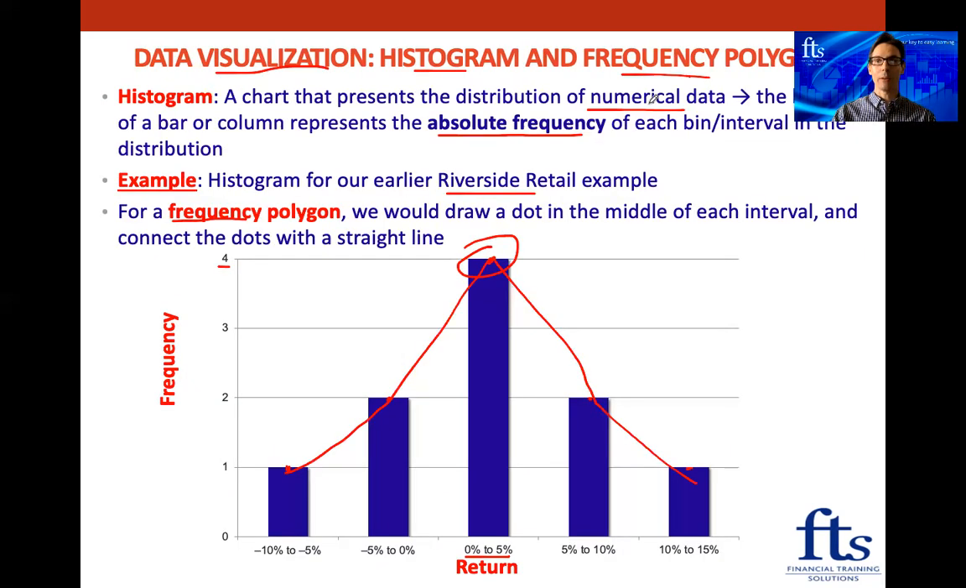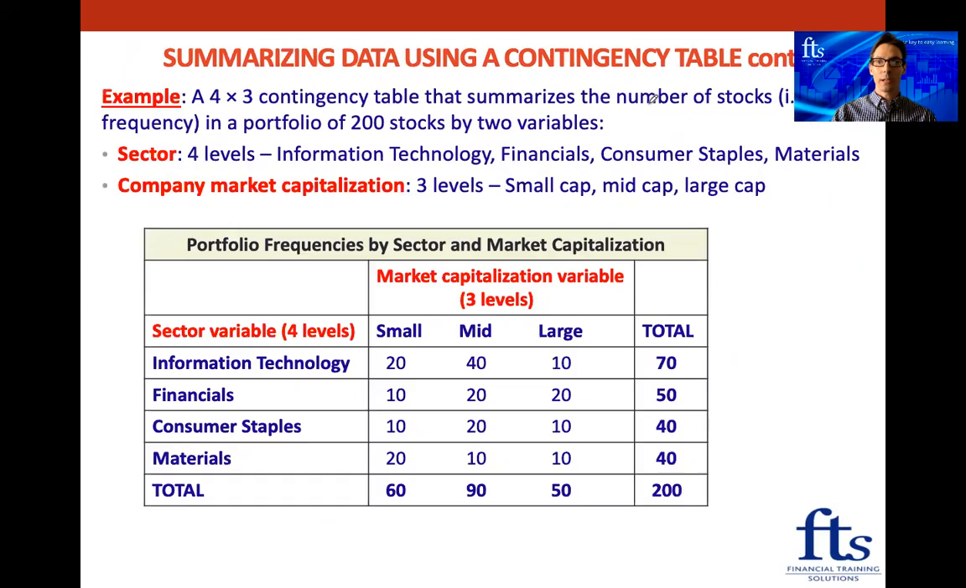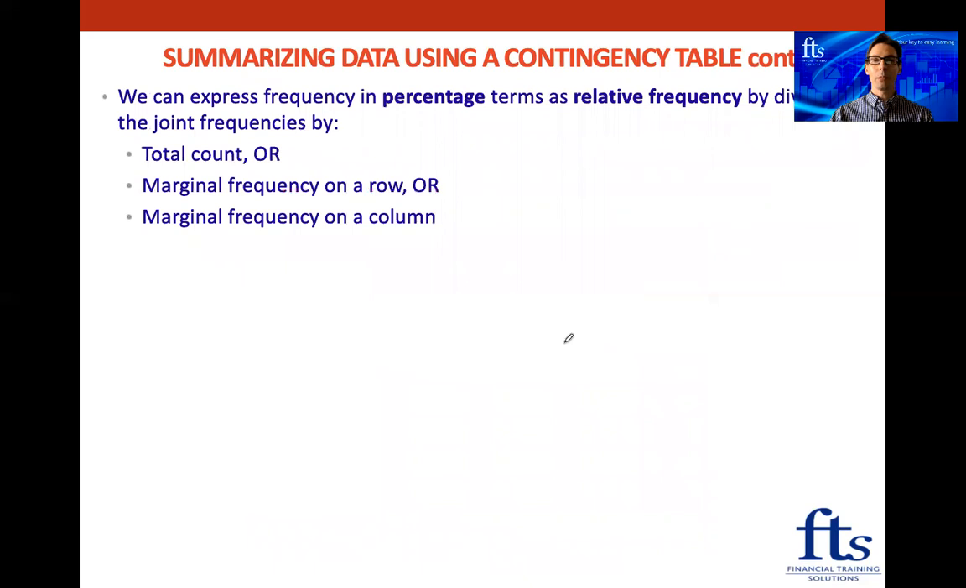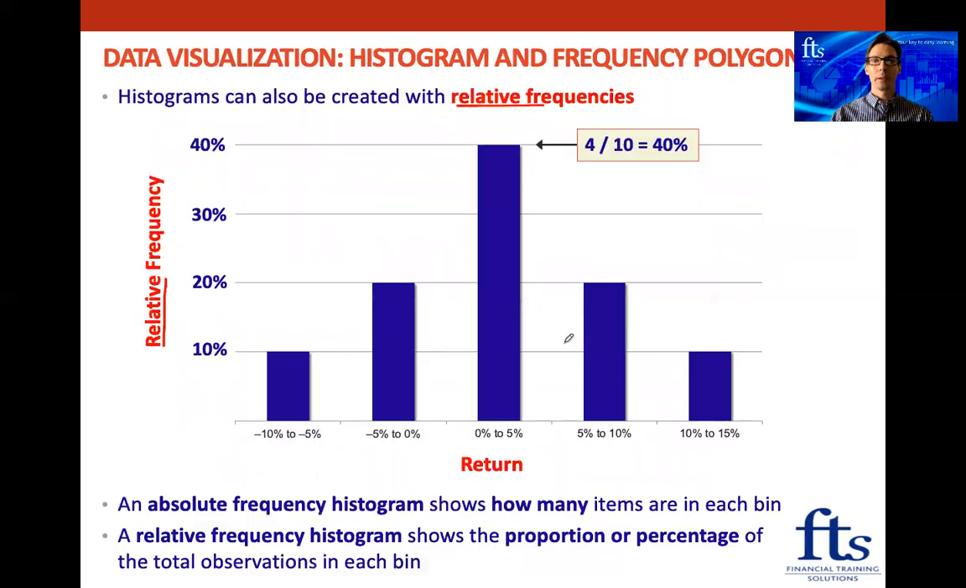So if we go back to our Riverside retail slide, there we go. What we're doing now is plotting the relative frequencies, so the percentage of observations in each interval. For example, our most frequently occurring interval, this 0 to 5%, we remember 4 of the 10 observations were in this interval. So 40% of the observations were in that interval over there. So that's it. All we're showing now are the percentages and not the actual number of observations anymore.